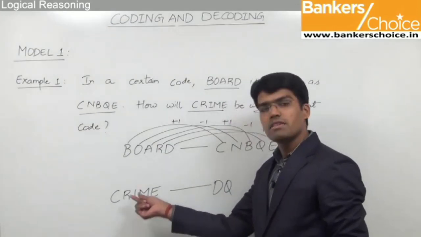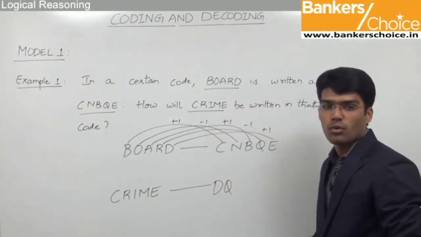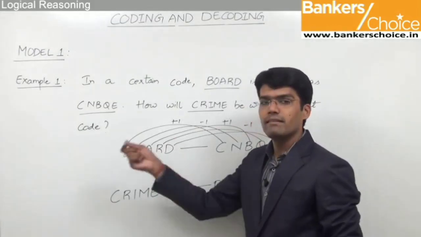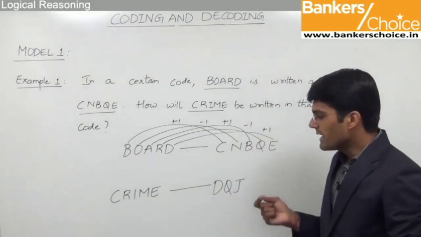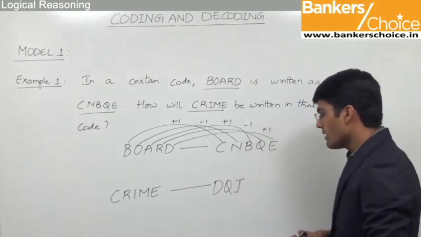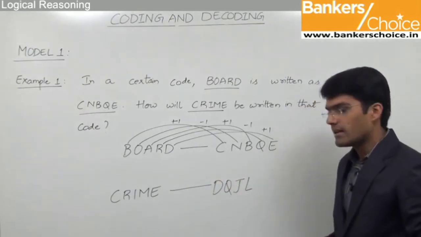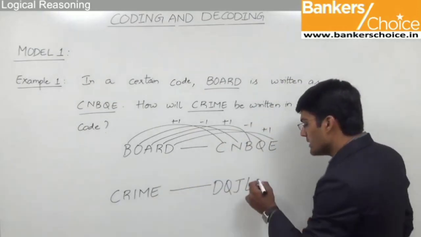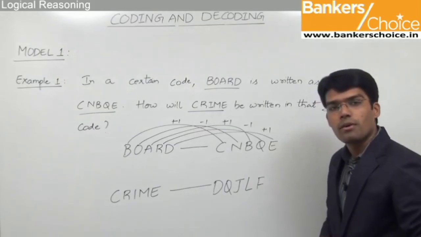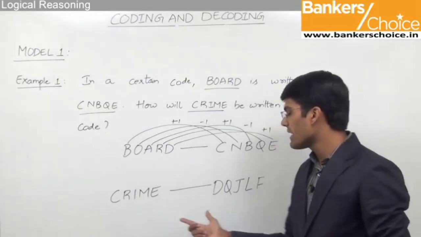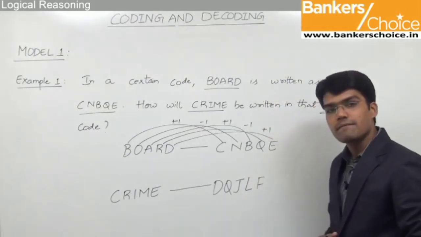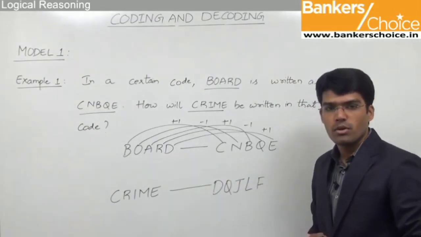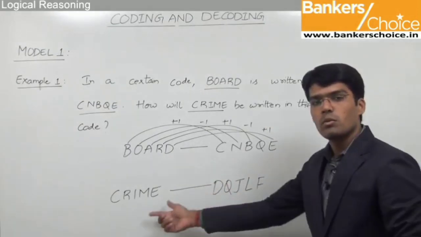The third letter should again be shifted in the forward direction. So I is followed by J. So J comes in the third position. The fourth letter should be taken in the backward direction. So the letter which comes before M is L in the alphabetical order. And finally, the last letter again should be shifted in the forward direction. So E should be taken as F in the coded form. So that's how we get the code for crime, that is DQJLF. So this is how we need to find out what can be the possible logic in the given coded form and apply the same thing on the given word to get the answer.